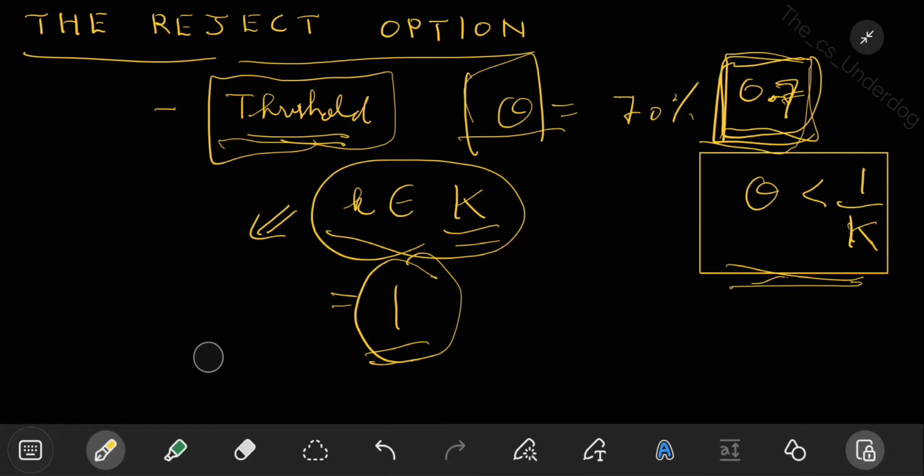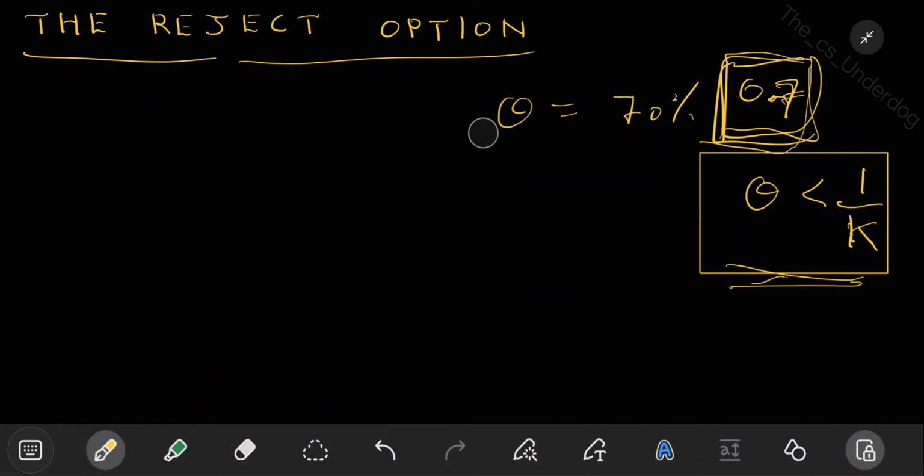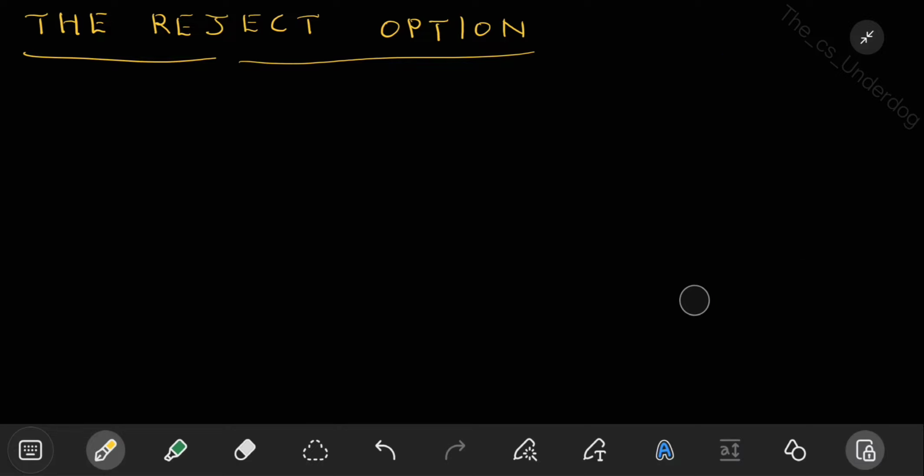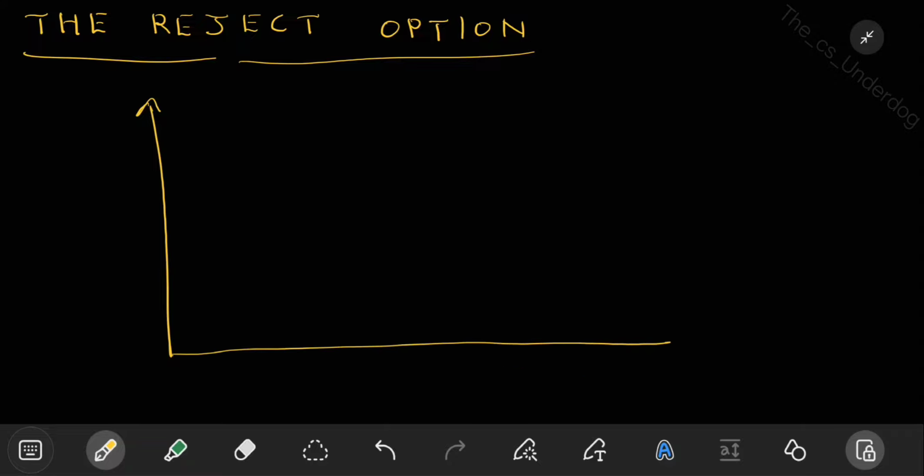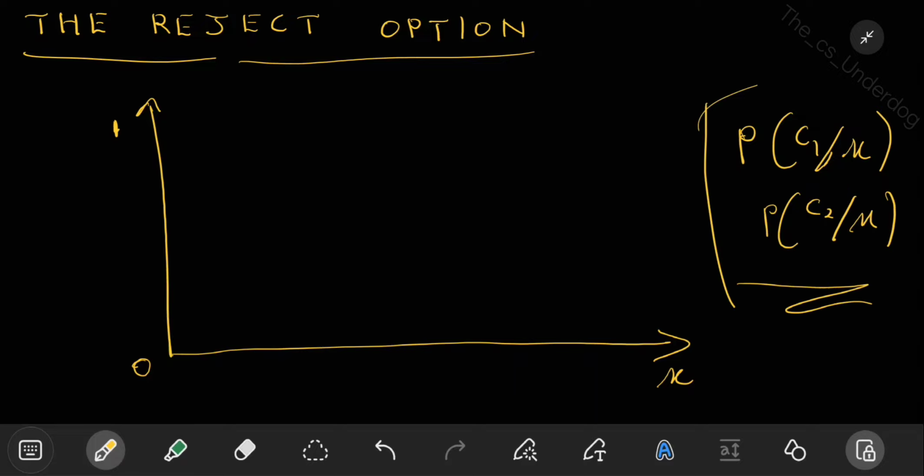Let us just see this graphically as well so that it makes more sense for you. Let's say this is my graph, and this is my x, and I want to see what values of x I want to reject. This y-axis shows probability. So this is 1, this is 0, and let us say this is how my graph goes. We have two distributions, p of c1 given x and p of c2 given x. I'm plotting these two posteriors directly.